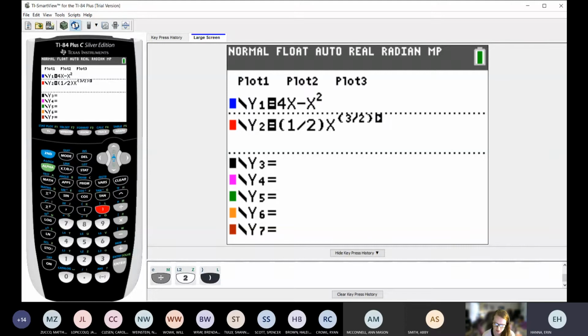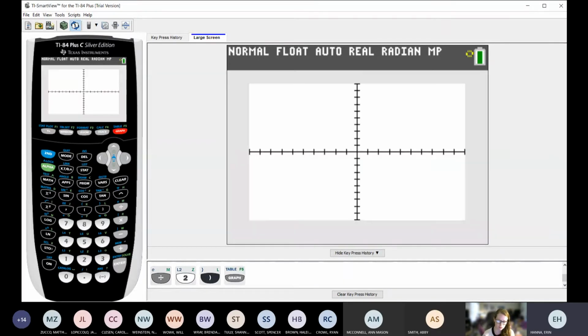Oh, it's not showing as much of the key history as I thought it would. Oh well. So you type those two functions in, and you don't have to sit there and watch it graph them, you could just jump to the calculation. But let's go ahead and watch it graph them very slowly.